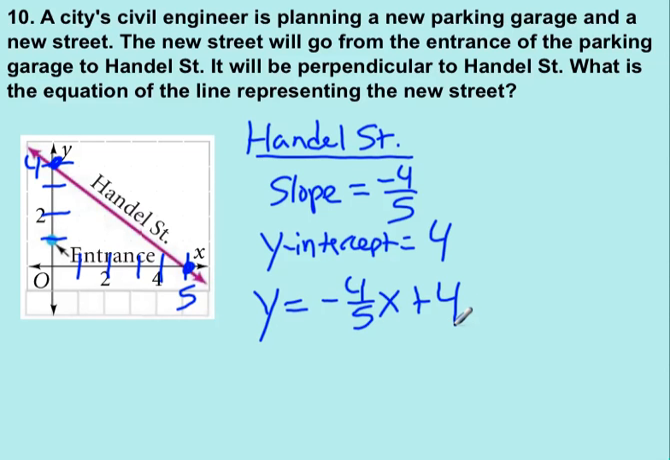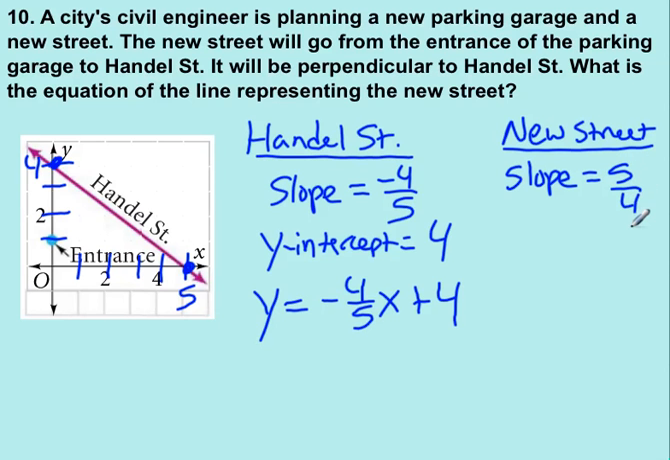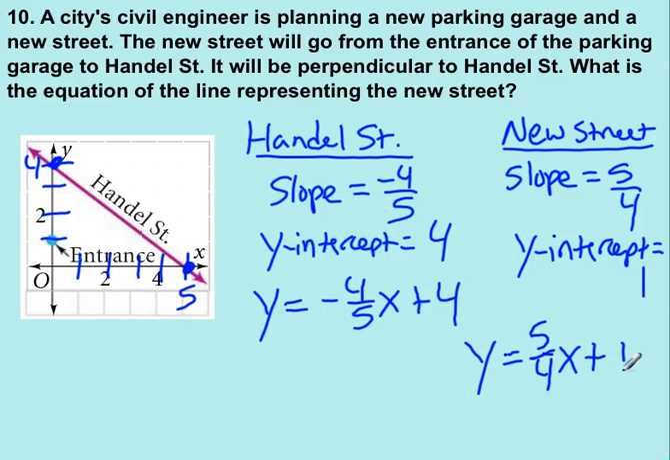When we find our new street equation, we need to know what the slope is going to be. Well, the slope is going to be the opposite reciprocal. That means it's going to have to be 5/4, and it's going to have to be positive because the other one was negative. And the y-intercept is sitting on the y-axis right now, that point that they give you coming out of the garage. And that's at 1. So when you come up with your equation, y is going to be 5/4 x plus 1. And that will be our answer.